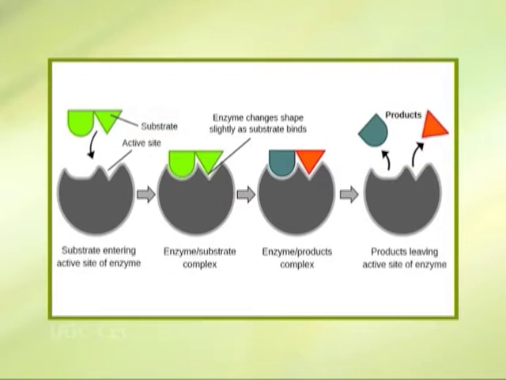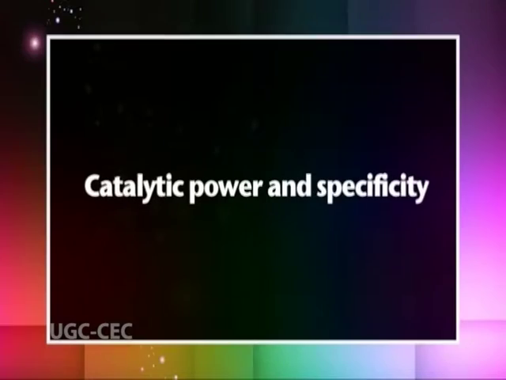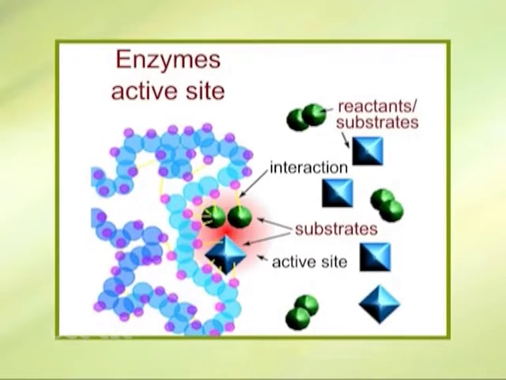Almost all metabolic processes in the cell need enzymes in order to occur at rates fast enough to sustain life. The molecules at the beginning of the process are called substrates, and the enzyme converts these into different molecules called products. The most striking characteristics of enzymes are their catalytic power and specificity. Catalysis takes place at a particular site on the enzyme called the active site.